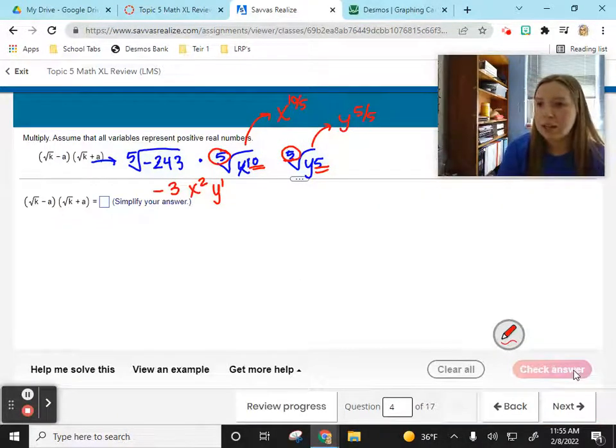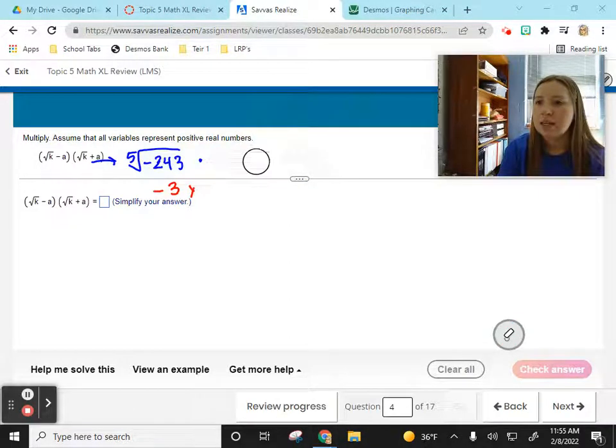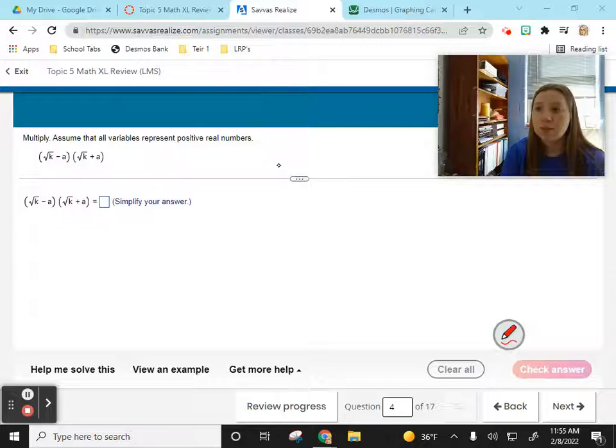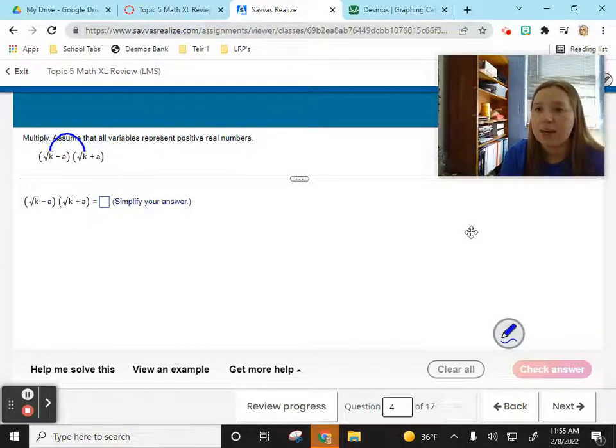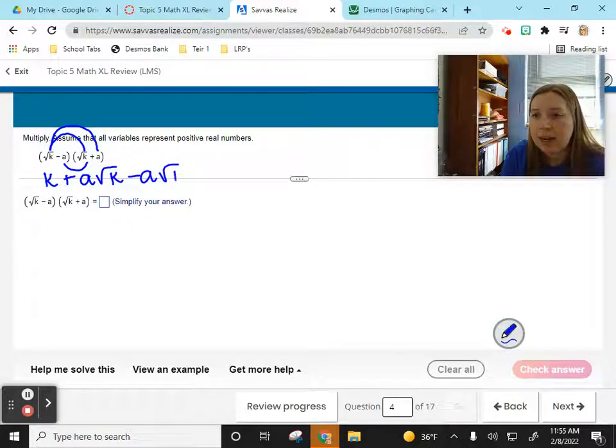Moving right along, our next one is going to be our multiplication problem. Now, this one, if we look at it, doesn't have any numbers. We just have variables in here, but the process is still going to be the same, and our radicals are still going to behave the same way. So this is a double distributing problem. I have to take radical k times radical k, and I know that's going to reduce to k. Radical k times a is positive, so that's going to be positive a radical k. Negative a times radical k is minus a radical k. And negative a times positive a is negative a squared.